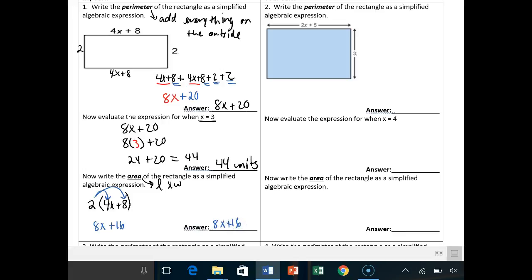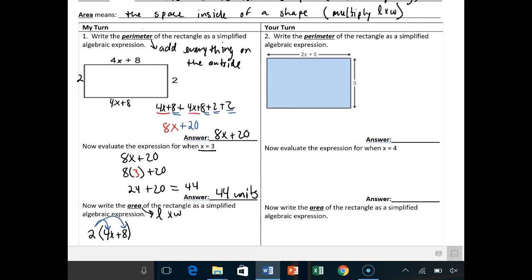And then, again, if I told you to evaluate when x is 3, you would just plug in 3, and you can give me what the area would be, right? Except on this one, you would want to plug in 3 right here and then multiply it by 2. All right, so I want you to pause the video and try and do number 2, all 3 steps.